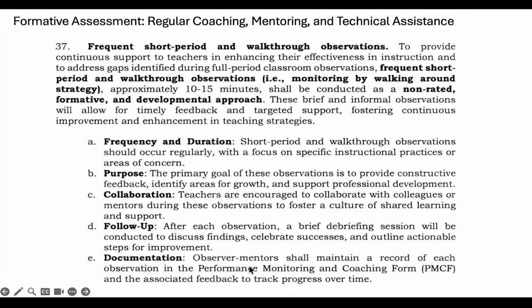So we are hoping that the teachers will be open to all these short but brief walkthrough observations, since they will only be doing their demonstration twice a year. But principals should also be there to help and be helpful in doing this. And also do not make your presence too intimidating. So the observer or mentor shall maintain a record of each observation in the performance monitoring and coaching form and the associated feedback to track progress over time. So again, this is documented. You don't have to rate them, but you have to really document it using the PMCF. Again, the PMCF is the performance monitoring and coaching form.